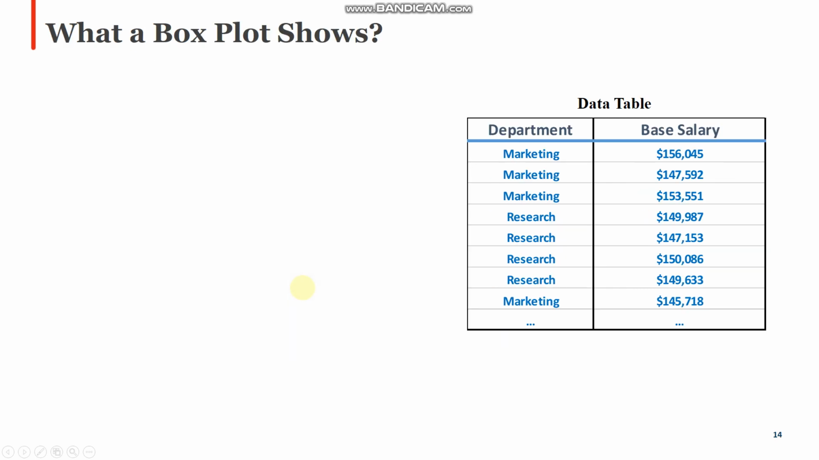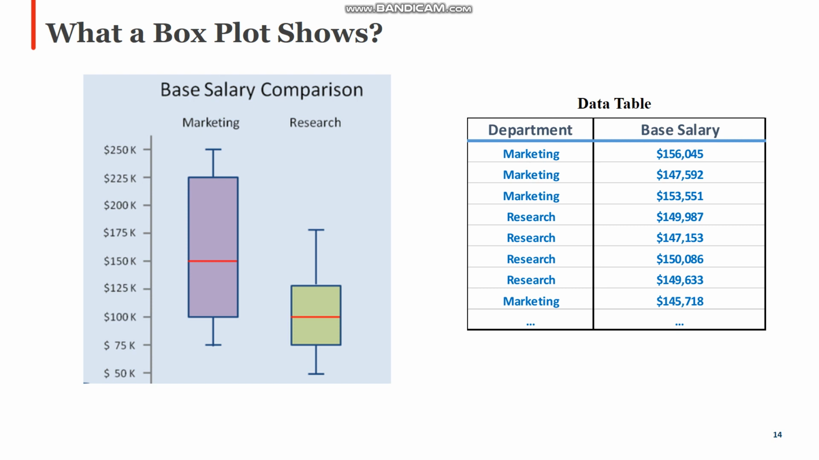Here is another example. We have two columns of data variable, and one is the qualitative data type, the department, and the other is the base salary of individuals working in that department. So we may use box plot to compare the different distributions among the category marketing and research department.